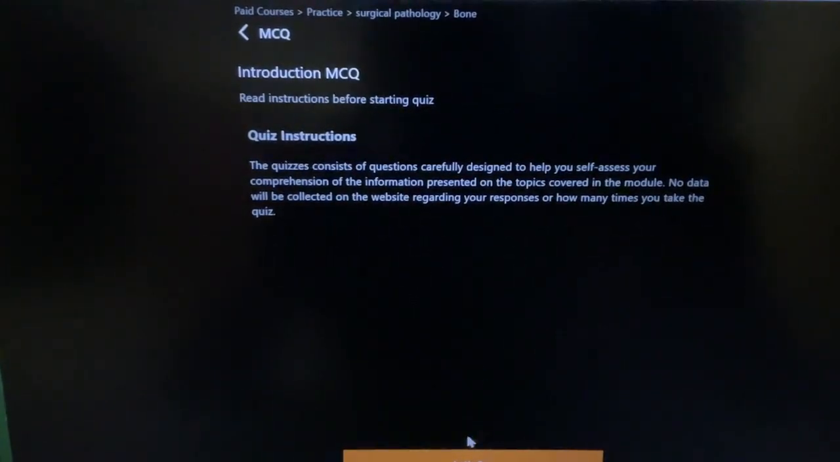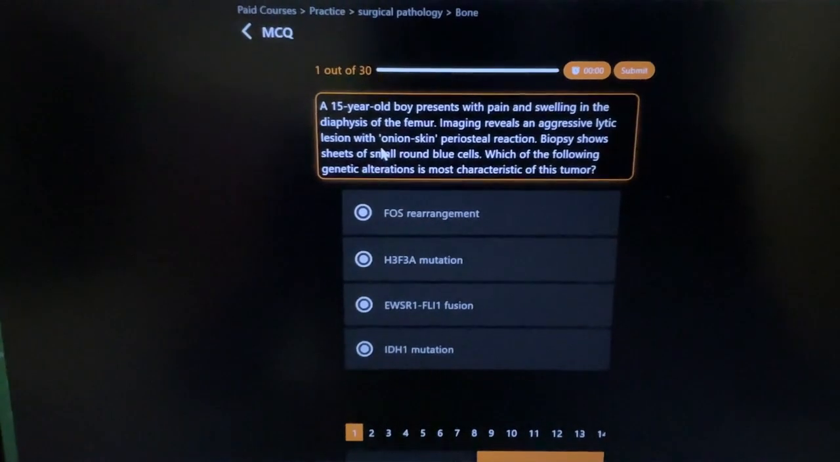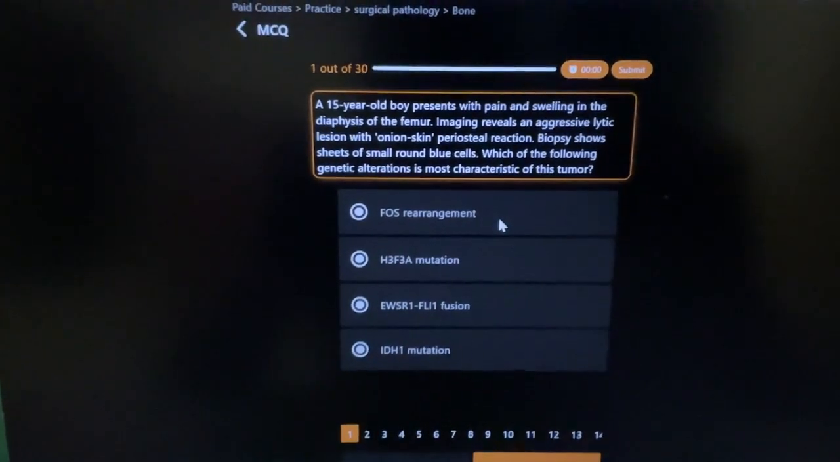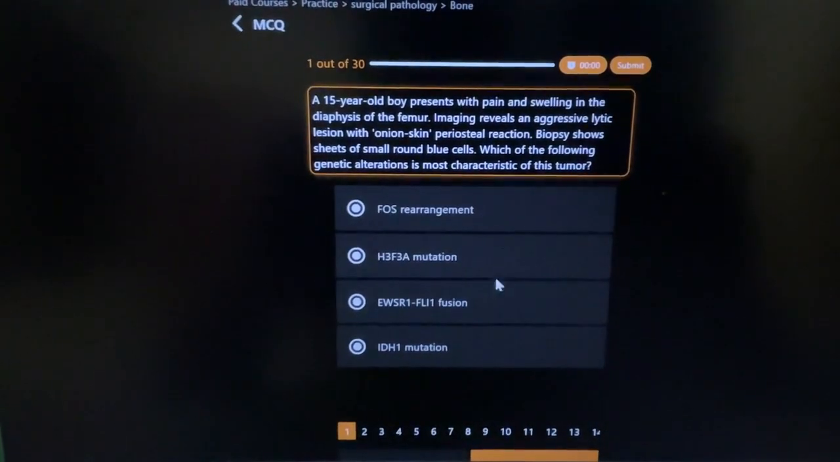Let's just start the quiz. You can see the first question: a young child with an onion skinning periosteal reaction and a small round blue cell tumor. The answer is quite obvious, right? Ewing sarcoma. So what is the fusion in Ewing sarcoma? We know the answer, option C, right?